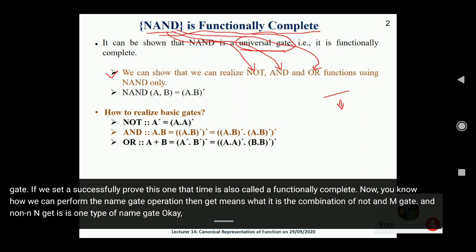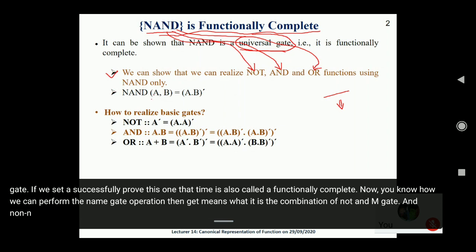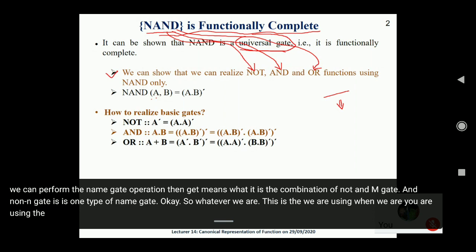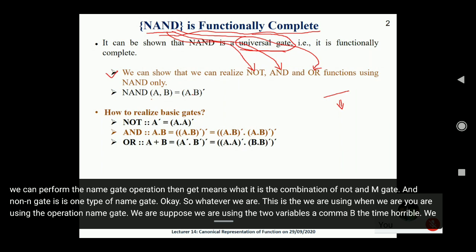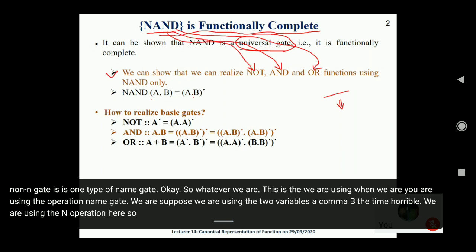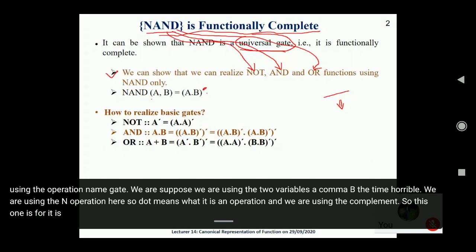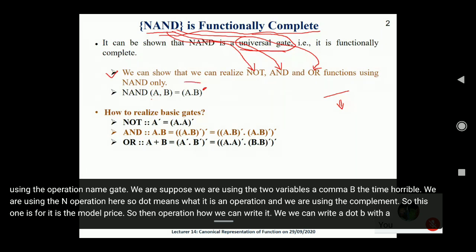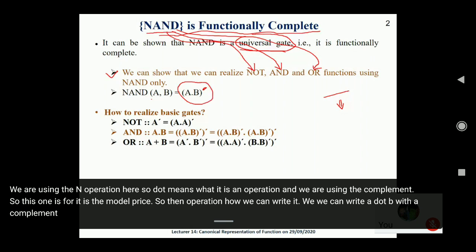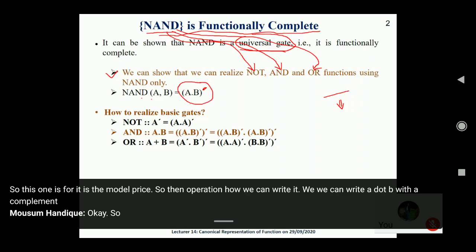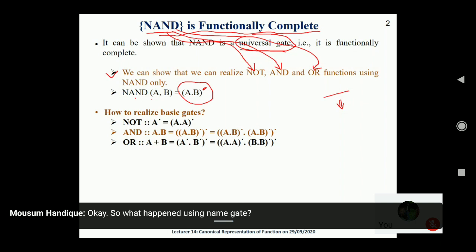Okay, so when we are using the NAND gate operation, we are using two variables, a comma b. We are using the AND operation here, so dot means AND operation, and then we are using the complement. This one is the NOT operation. So the NAND operation, how can we write? We can write a dot b with the complement.